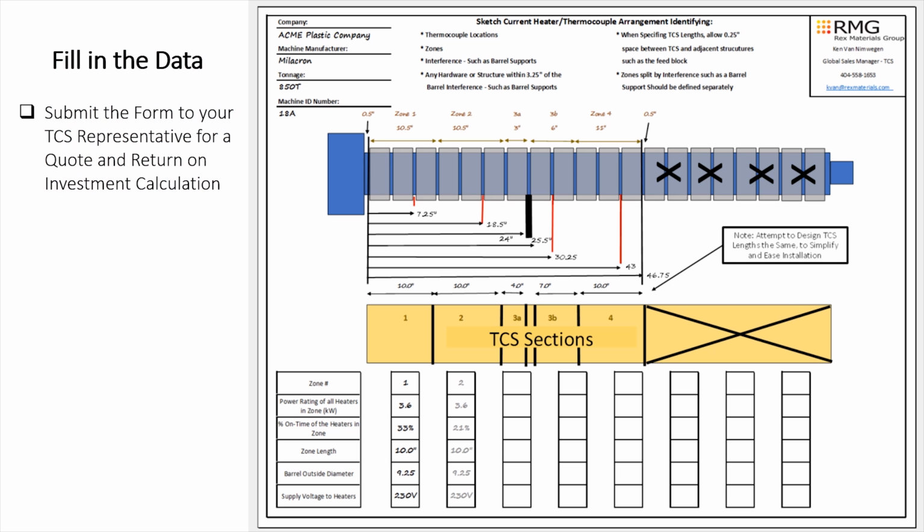Then, simply fill in the boxes below with requisite data, including the barrel diameter and the voltage, and then submit this form to your TCS representative.